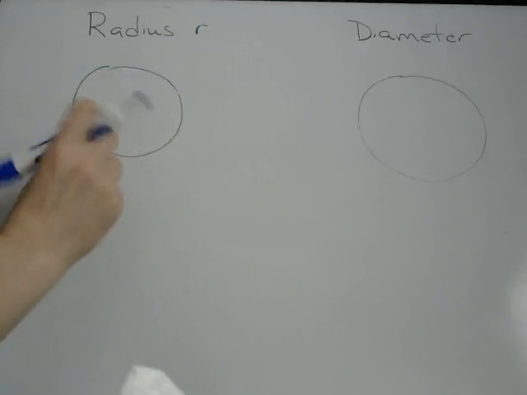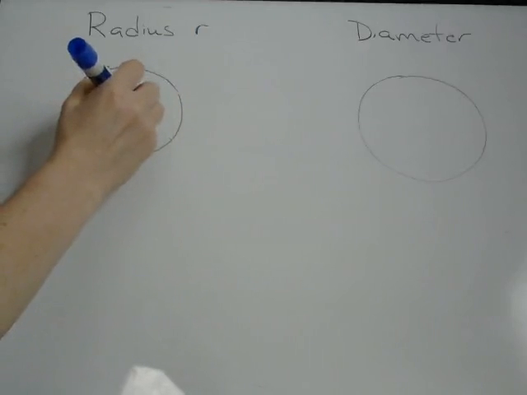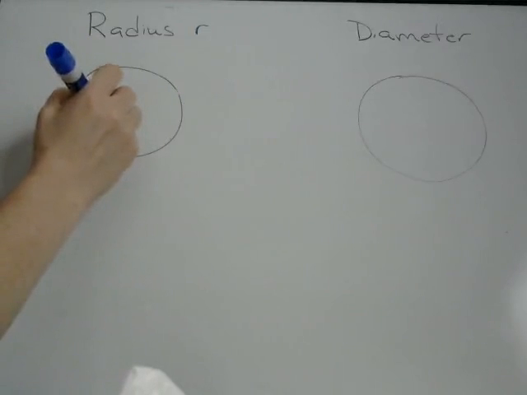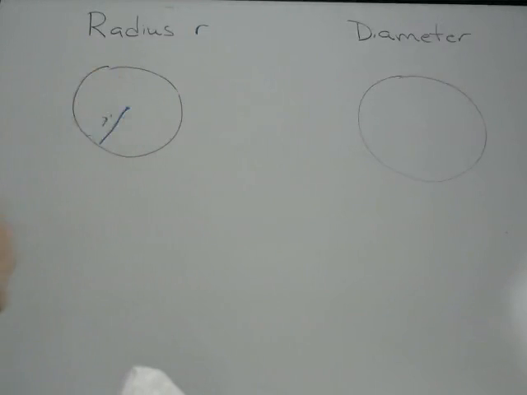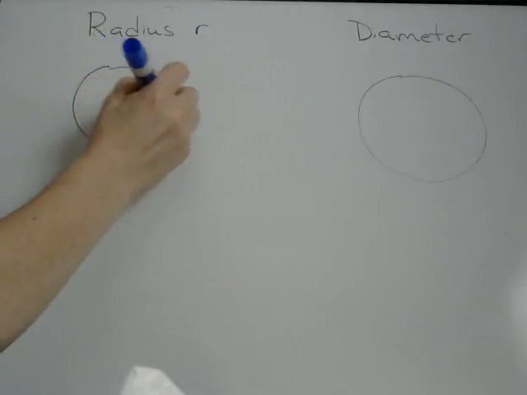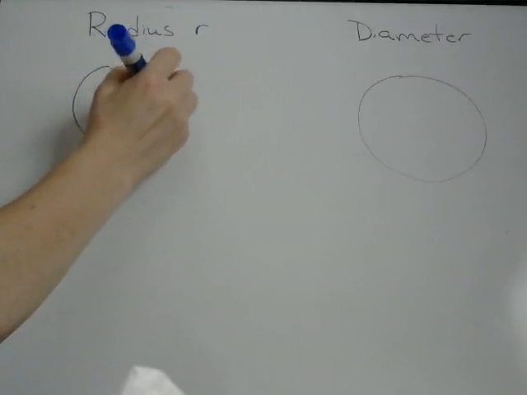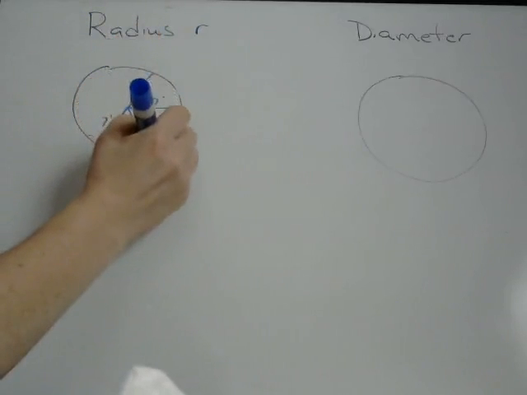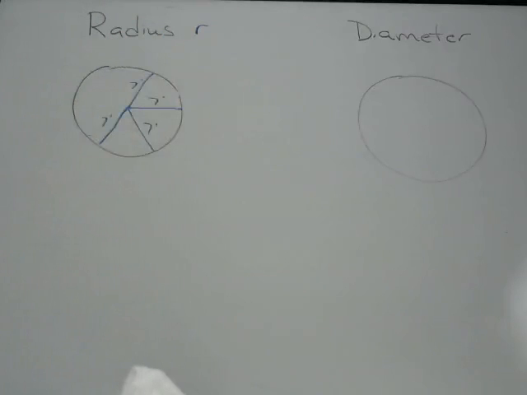When you're talking about the radius of a circle, it's anything from the middle point to the edge. And we'll say it's 7 feet. It's going to be the same regardless of what direction you go. So the radius is always the same. You start in the middle and you go to the edge. Because you're in the middle, the radius is the same no matter what direction you go in the circle.